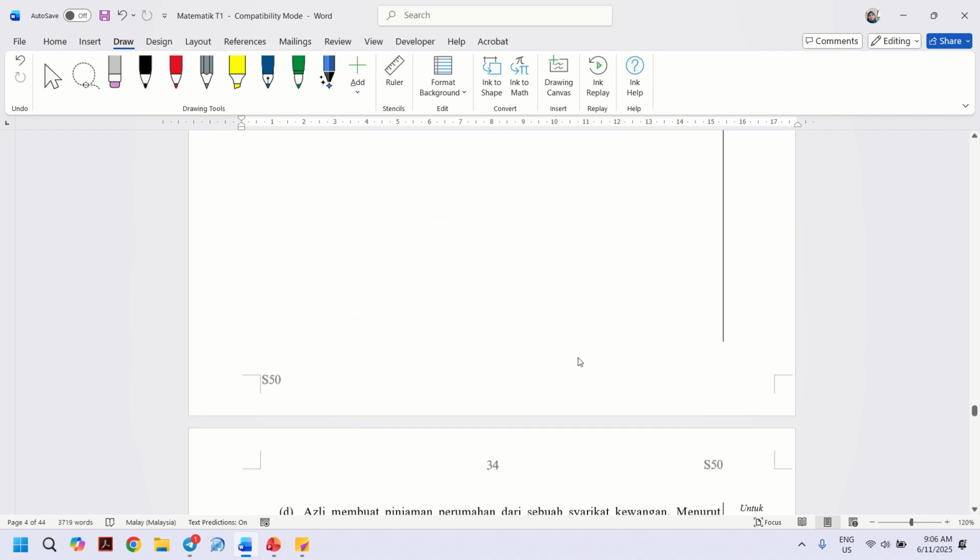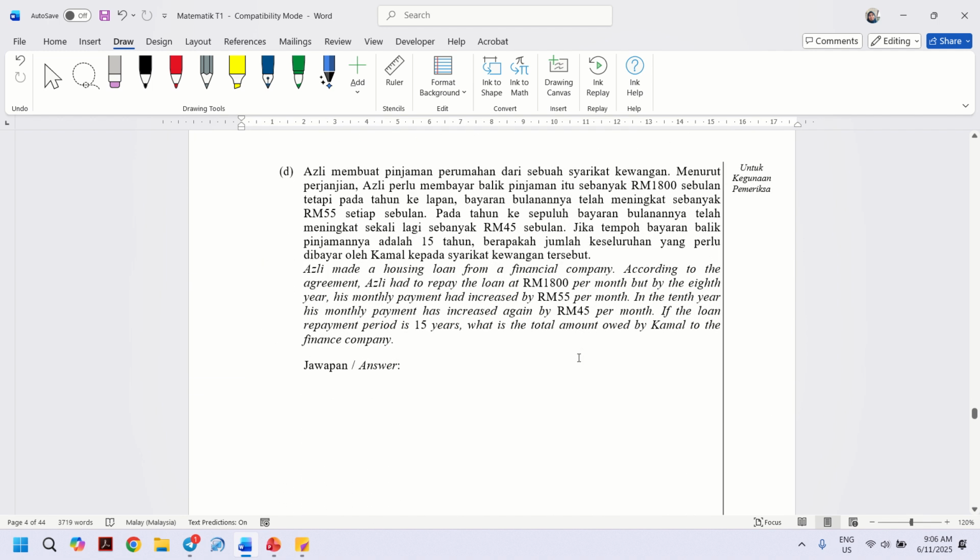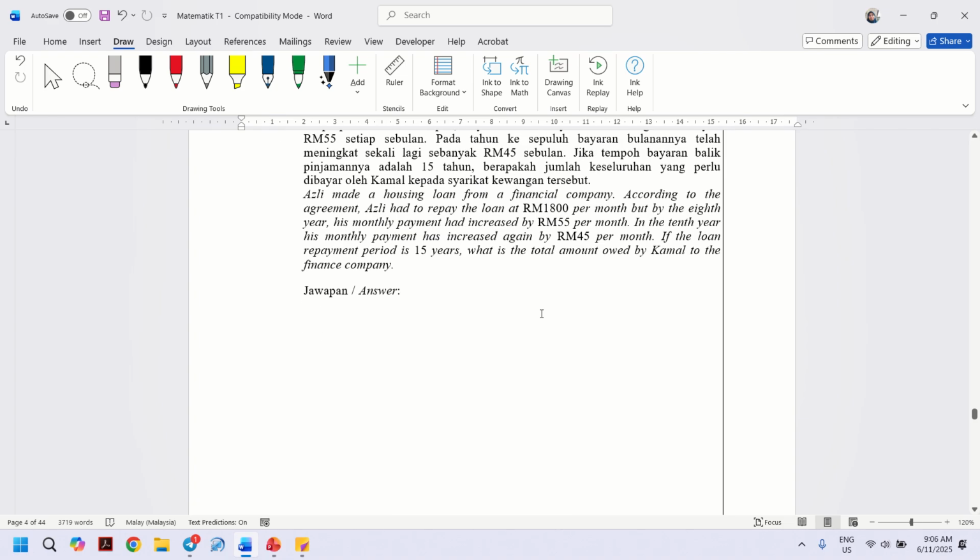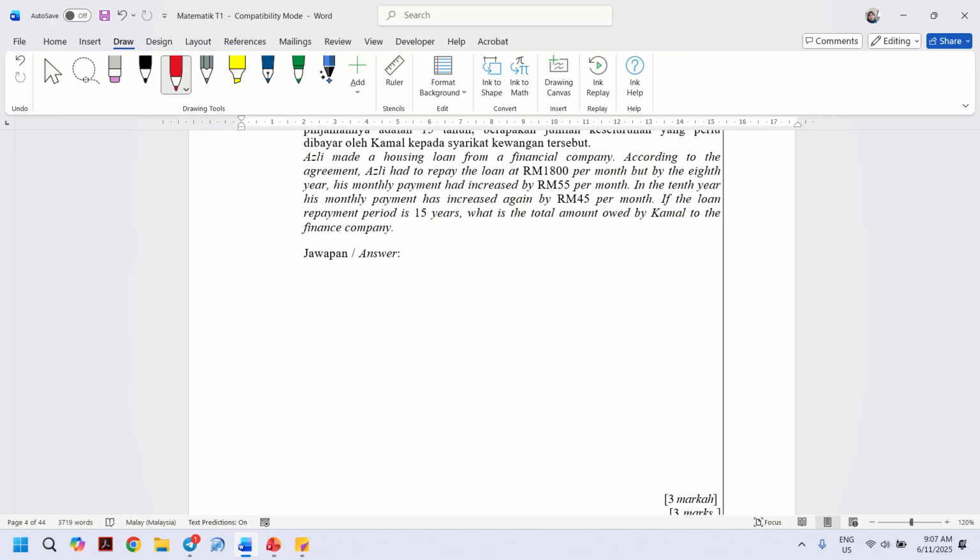Okay, next is question number D. Azli made a housing loan from a financial company. According to the agreement, Azli had to repay the loan at 1,800 per month, but by the 8th year his monthly payment increased by 55 ringgit. In the 10th year, his payment increased again by 45 ringgit per month. If the loan repayment is 15 years, what is the total amount owed to the finance company?